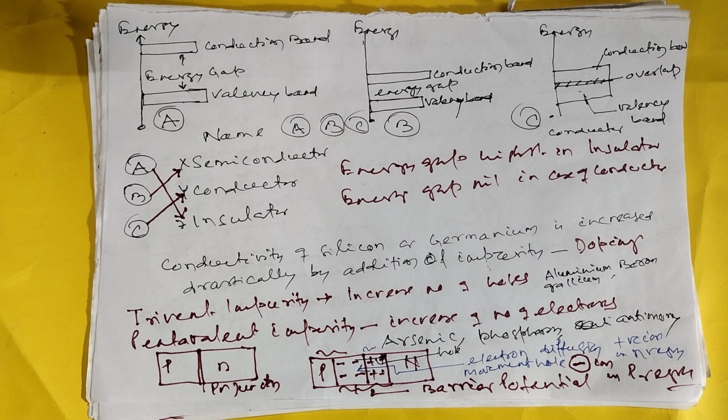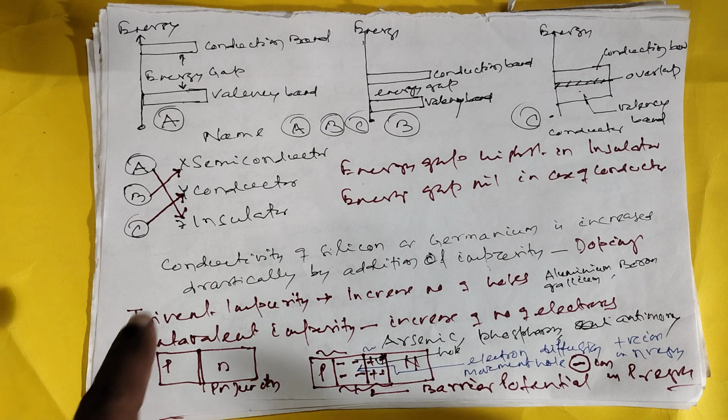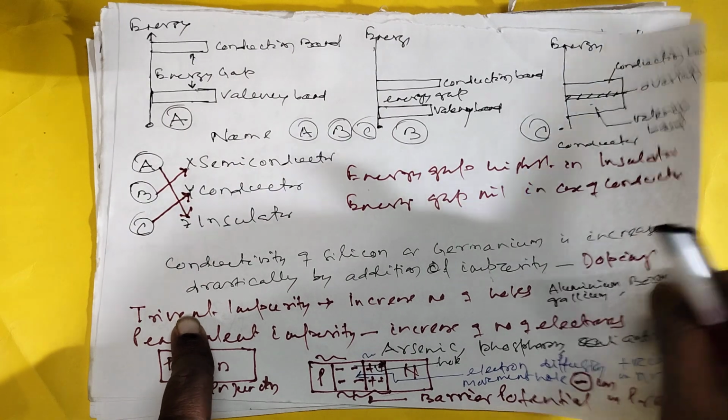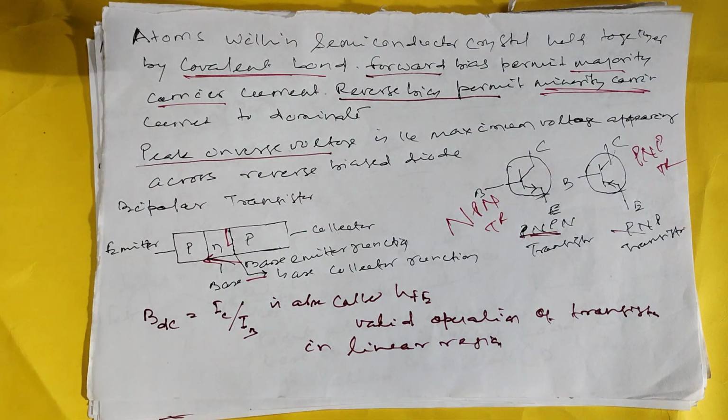This transistor is forward. Again, trivalent impurity means increase the number of holes: aluminum, boron, gallium. Pentavalent impurity means increase the number of electrons: arsenic, phosphorus, antimony. This is the barrier potential. It depends upon the biasing. Positive bias, barrier potential less; negative bias, barrier potential more.